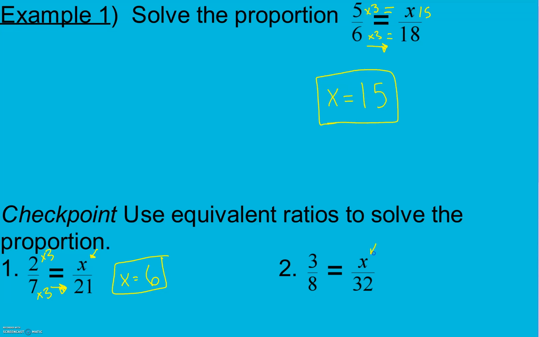Same idea here. My variable's here, so I'm going to move from my full fraction to the one that's missing. So it'll go from 8 to 32. I multiply by 4. Since I multiplied by 4 on the bottom, I can multiply by 4 on the top. And I get x to be 12.